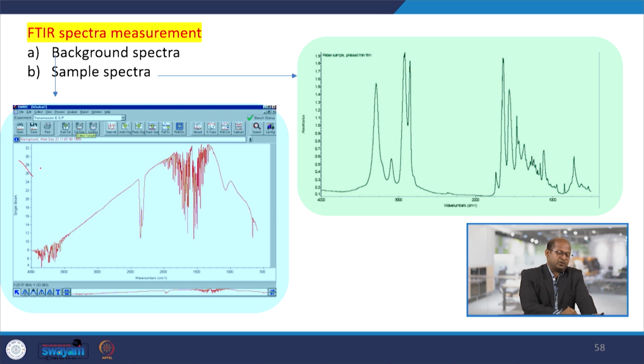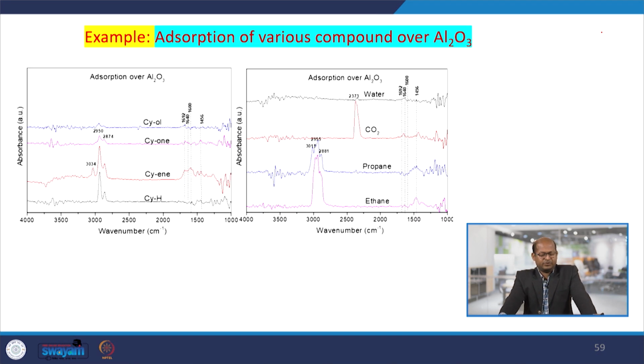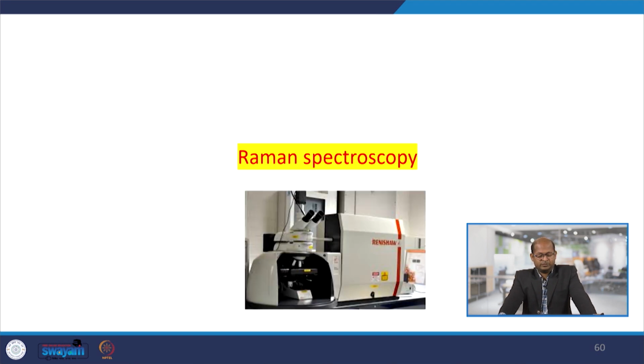Here this is the background spectra. For any material, if you want to do a study with FTIR spectroscopy, you first have to take a background spectra, and this is the sample spectra, absorbance against wave number. So the sample we can analyze. This is the spectra we have to analyze, and these are a few examples I am showing.